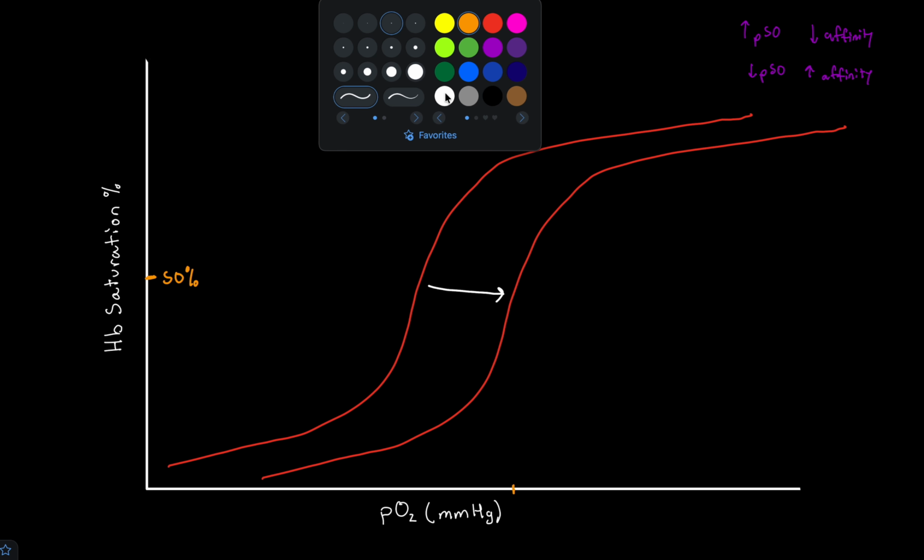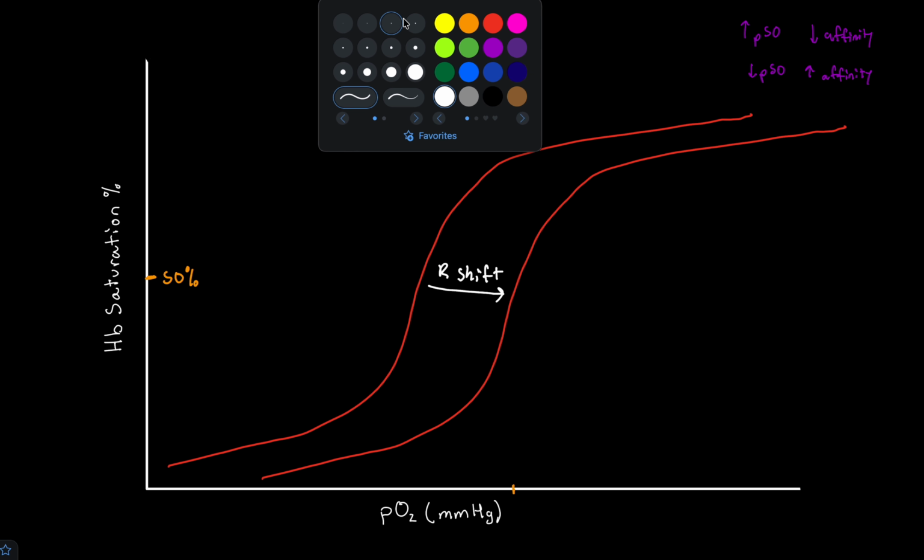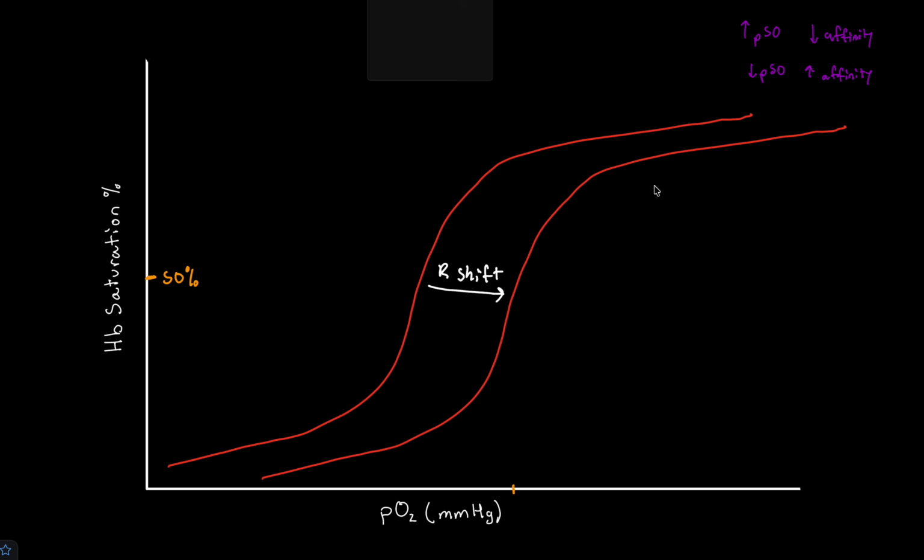All right, so we're saying that this is a right shift. I'll put R shift. So when we move to the right, when we're shifting right, we're actually releasing oxygen. So let me move this, and over here we are going to be releasing O2. Releasing O2.